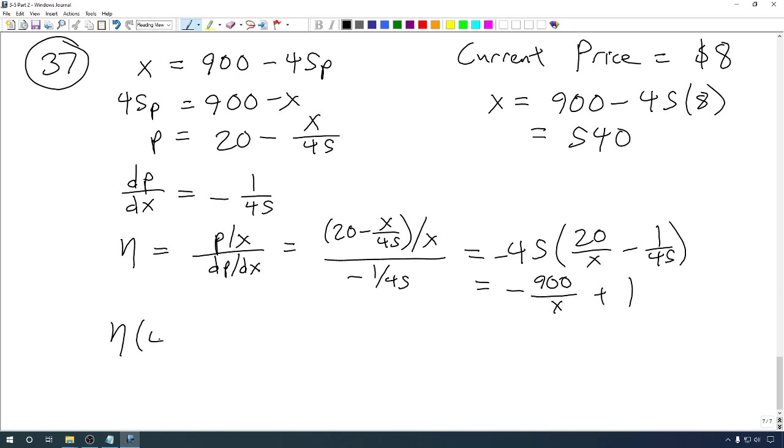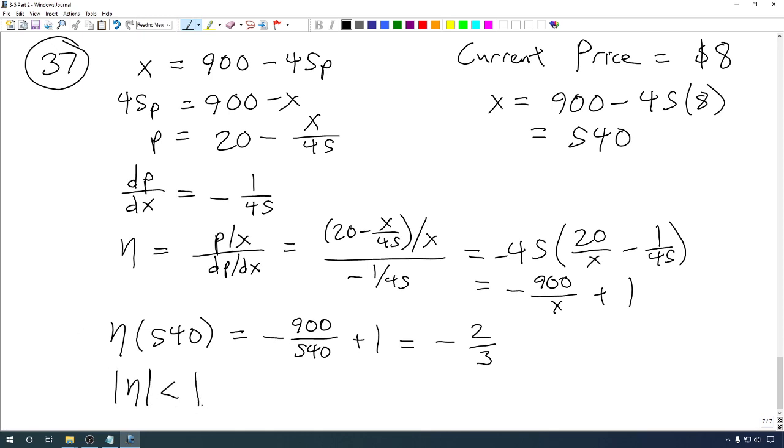Eta at 540. Go ahead and stick that into our formula. We get negative 900 over 540 plus 1, and we get negative 2/3. Simplifies pretty nicely, in fact. Now, we do need to take the absolute value, where the absolute value of eta in this particular case is 2/3. Since 2/3 is less than 1, what does this mean? Well, we define that to be inelastic. That was the situation where we're inelastic.